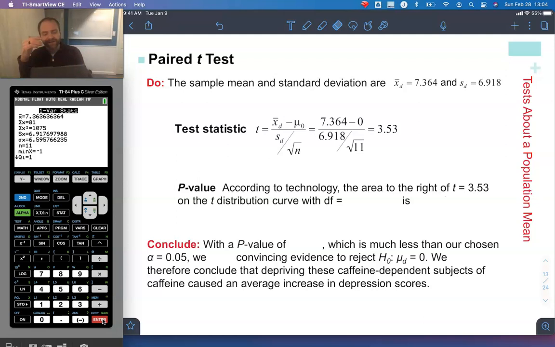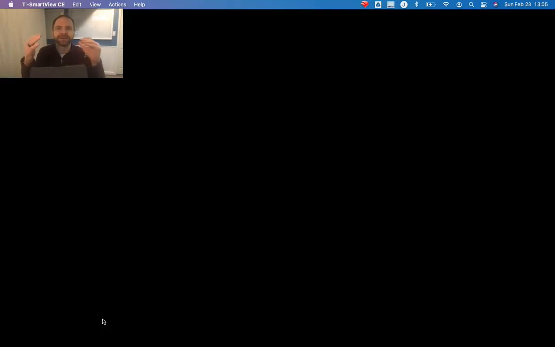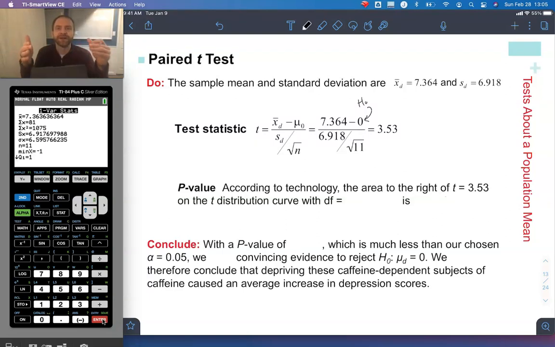So plugging in is very simple to do. I have my mean there, which is 7.364, minus my null. Well, that was 0. There was no difference. So in this case, that's where I get my 0 from here. My H sub 0 said that my mu sub D was 0. So that's where I'm going to get that. 6.918 divided by the square root of 11. It gives me a T score, a T statistic of 3.53. My brain's going off. That's on the right hand side. It's above 3 standard deviations from the center.